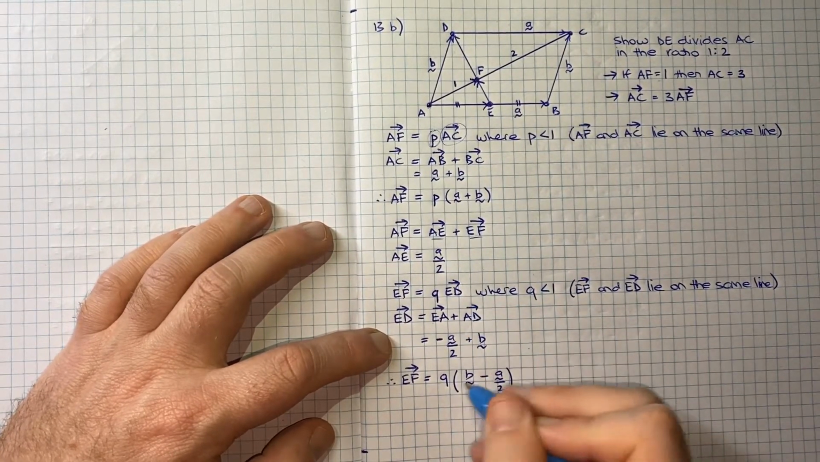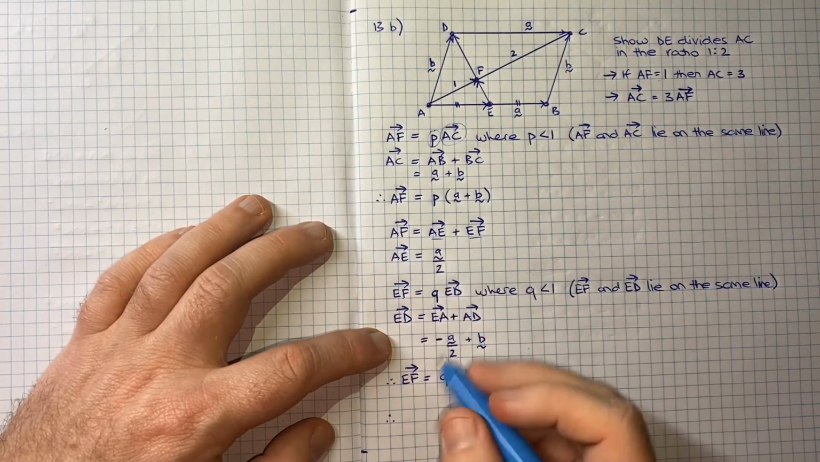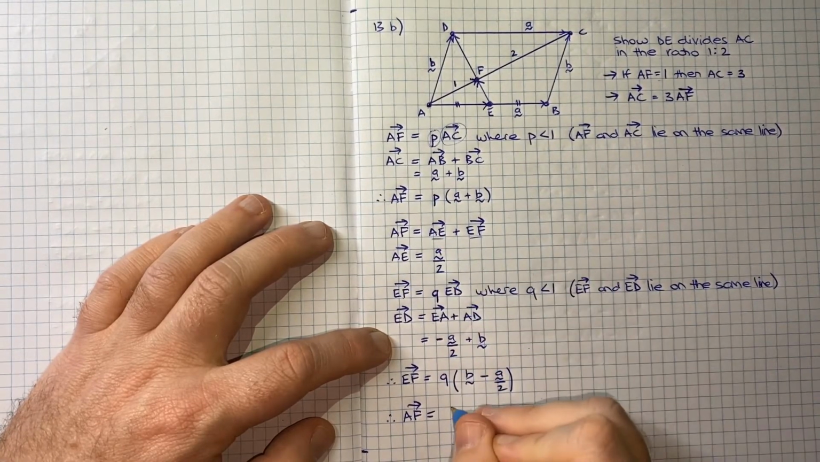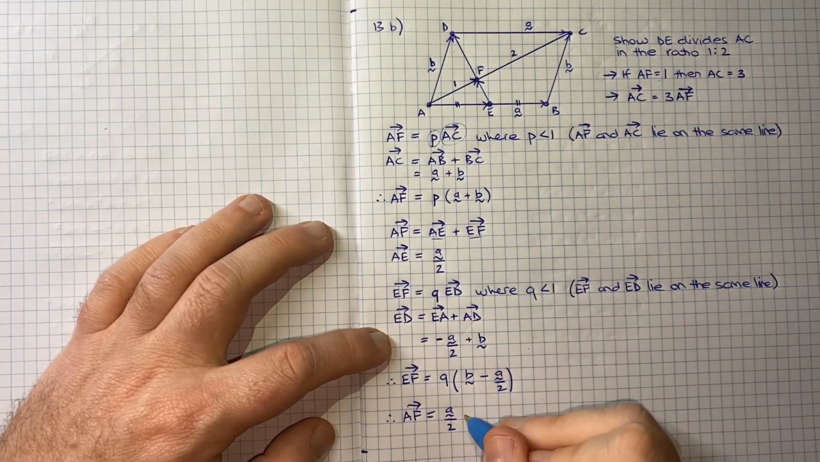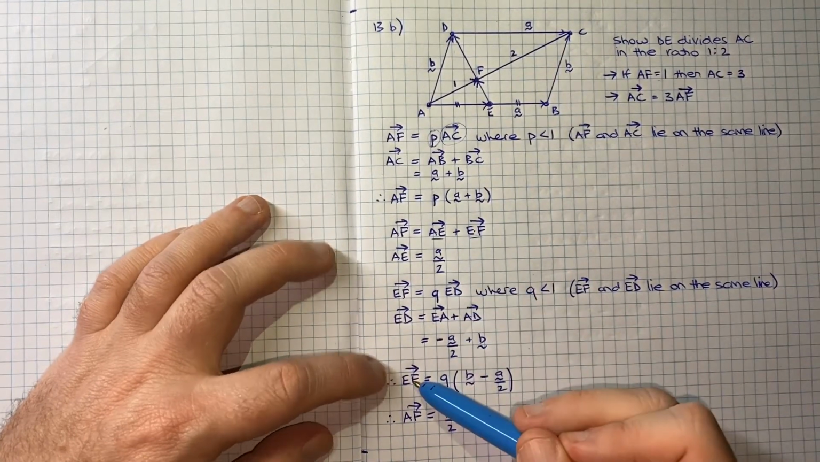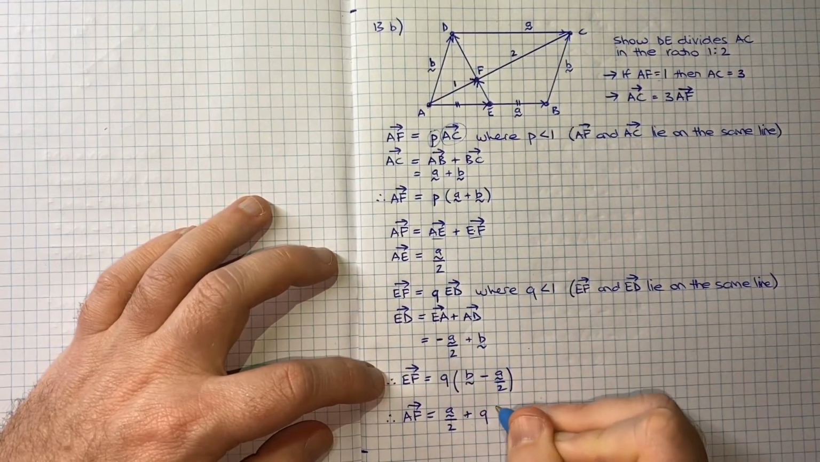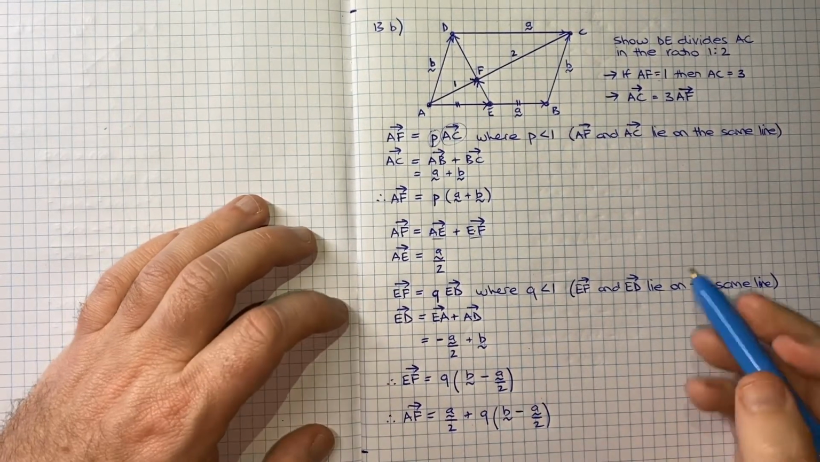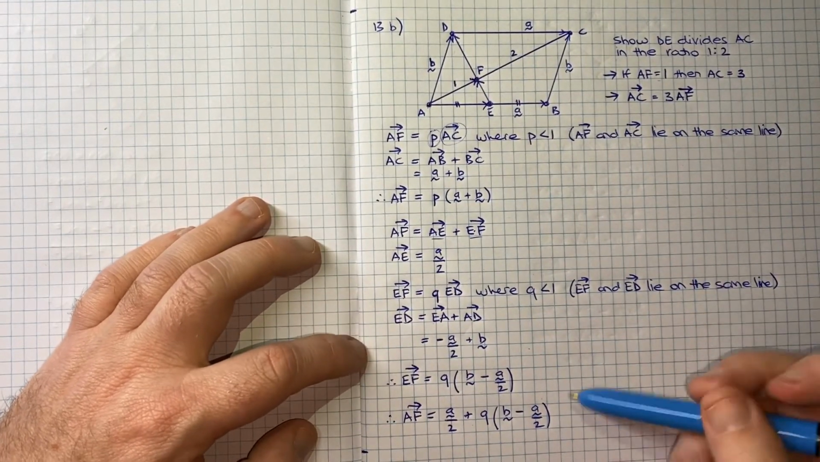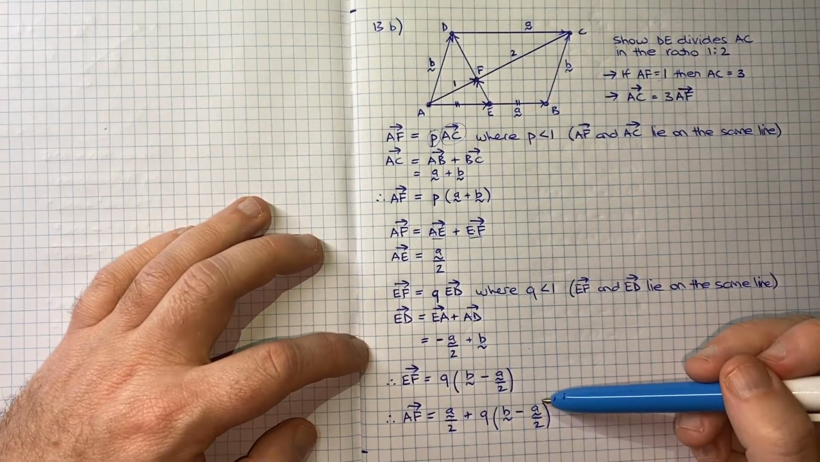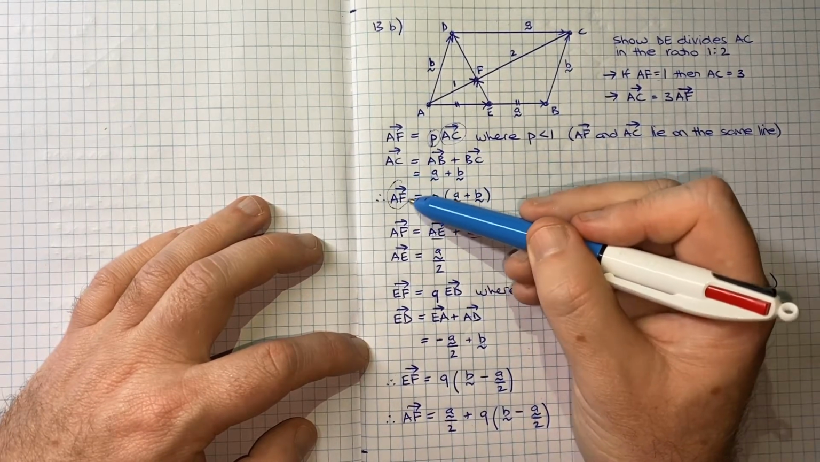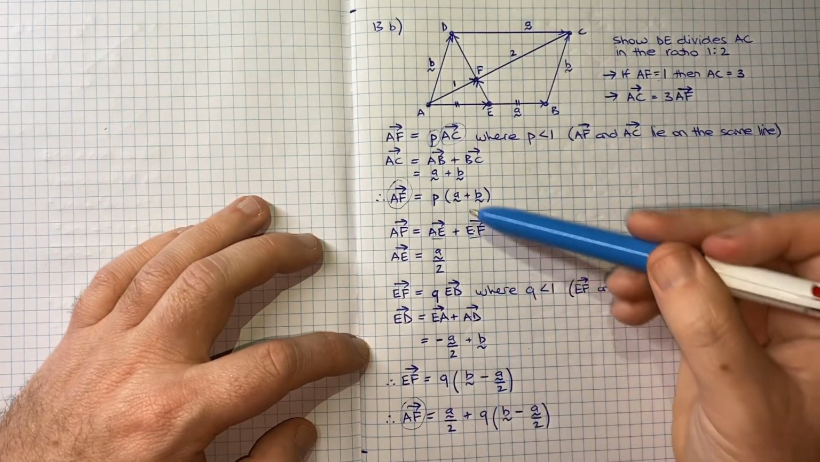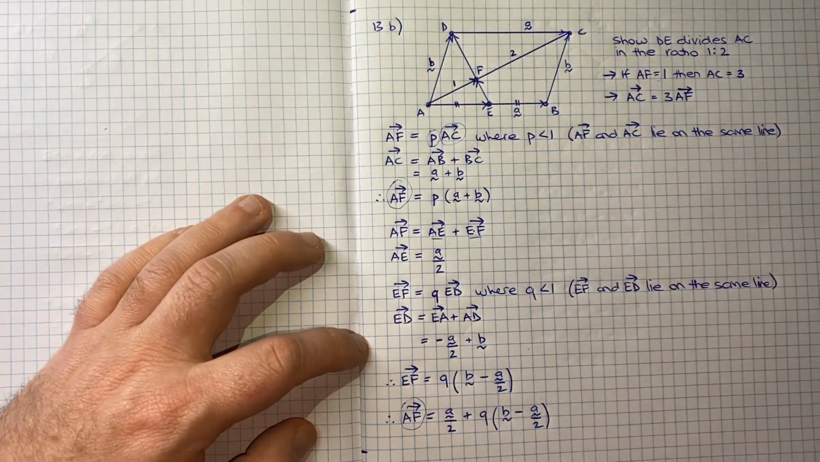And therefore, we can conclude that AF vector is equal to our AE vector, which is A vector on 2, plus our EF vector, which we've just shown was Q times B vector minus A vector on 2. Now, I'll probably have to turn over at this point, but the next step is to say, okay, I've got one version of AF vector here. I've got another version of AF vector here. So I can set these two equal and see if we can simplify. So let's turn over and do that.